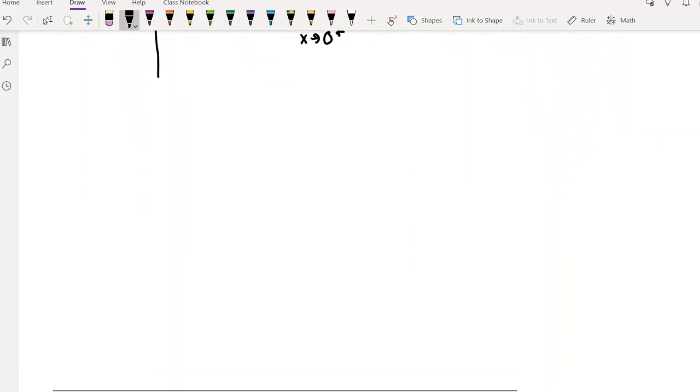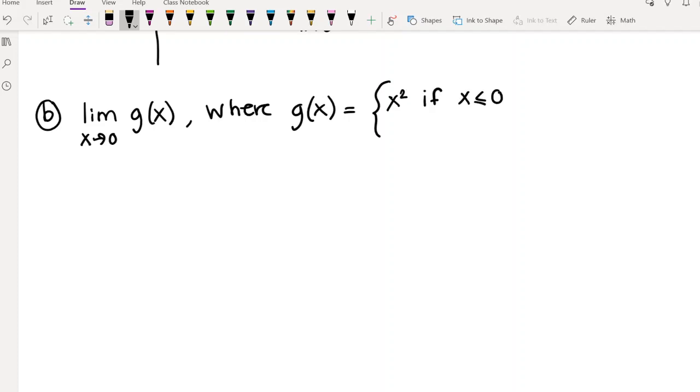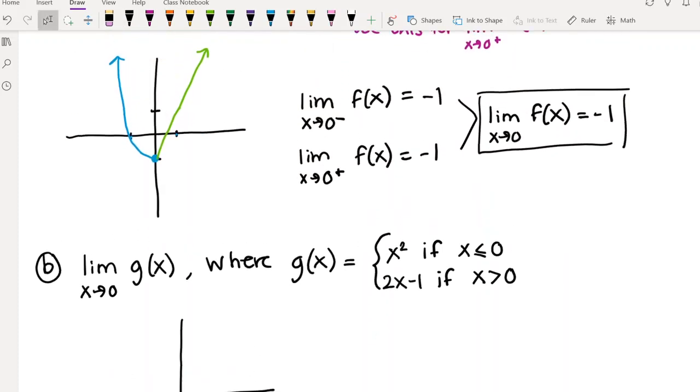Okay, so let's look at B, which is a very similar question. So B is asking us to find the limit as x approaches 0 of g of x, where g of x is equal to another piecewise function, but this time it's x squared if x is less than or equal to 0, and it is 2x minus 1 if x is greater than 0. So it's going to look a lot like our last one, right? Except the only difference is that now the parabola has its vertex at 0, 0.